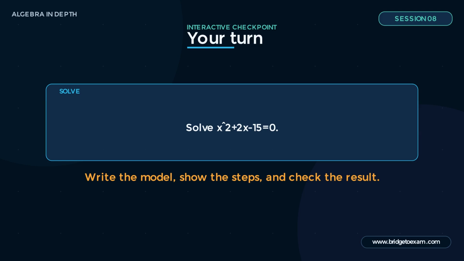Now it is your turn. Solve x squared plus 2x minus 15 equals 0. Pause, write each algebra step, and use the next 6 seconds to finish your solution.